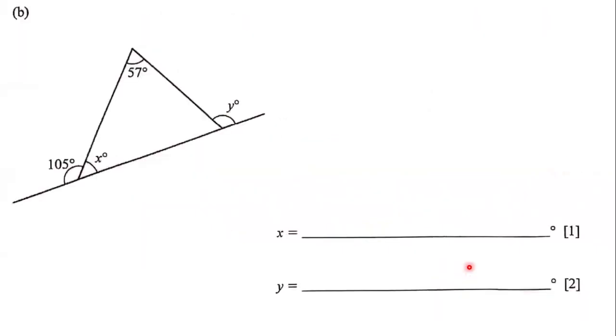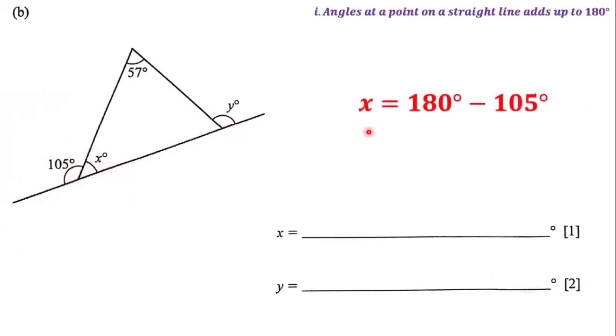Next, we have to figure out what is x. So right here is x, and right here is 105. And we know that angles on a straight line at a common point add up to 180 degrees. So that means that 105 and x should add up to 180 degrees, which means that to figure out what x is, we say 180 minus 105, and 180 minus 105 is definitely 75. So that means that x is equal to 75 degrees.